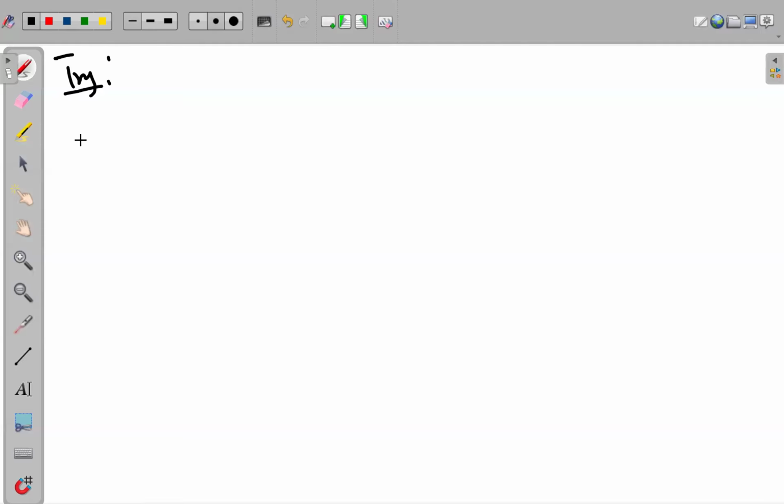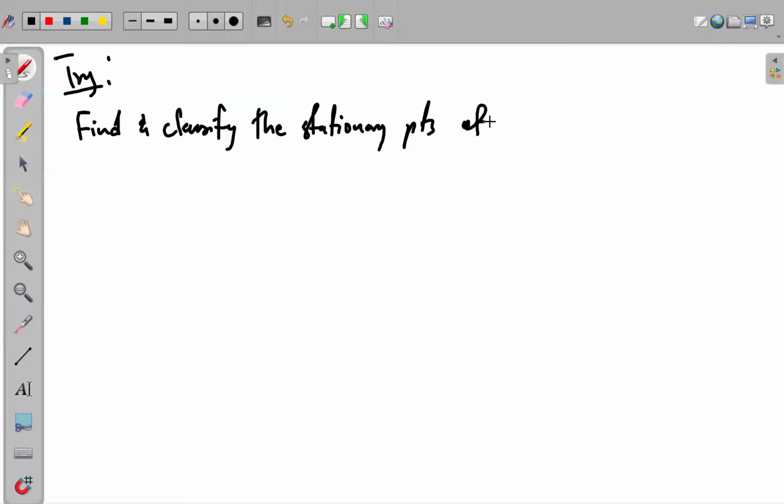So the question says, find and classify the stationary points of f of x. Maybe let me not use f of x. We used f of x a lot. Let me use a different notation and see what you guys will come up with: y is equal to x cubed plus 3x squared plus 3x plus 5.